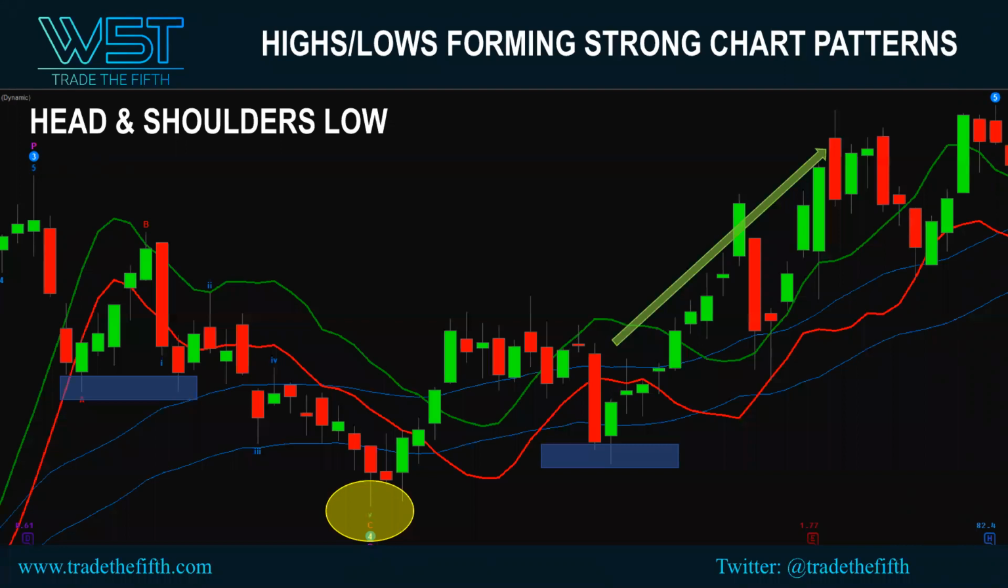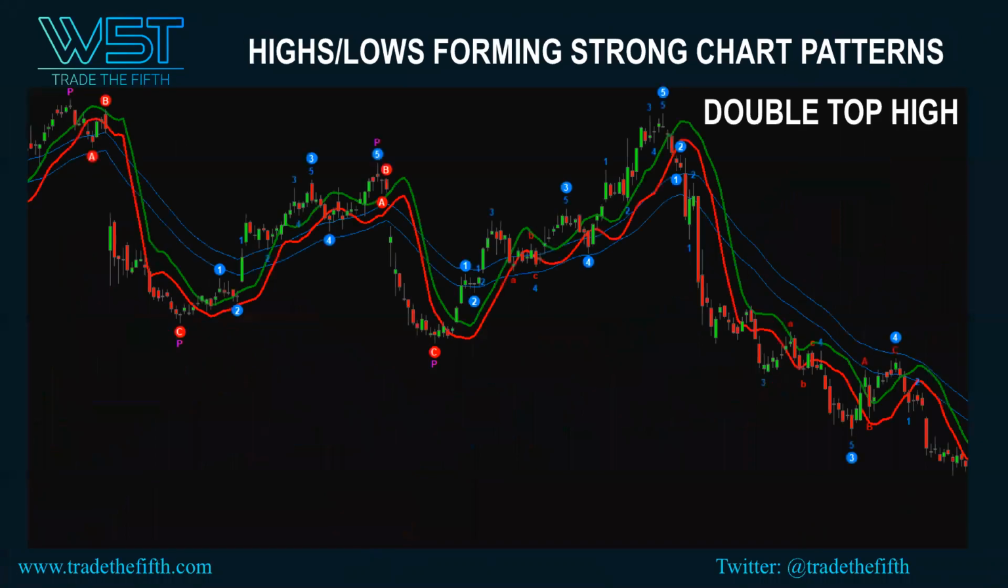So we come up, we come back down, but we get a higher support level than the wave 4. So no one's interested in pushing it any lower. And so when it comes back up again above this level, that's the time to get in your 5th wave trade. Okay? As long as your risk reward's okay. Highs, lows forming strong chart patterns.